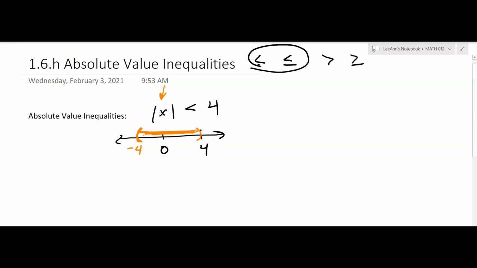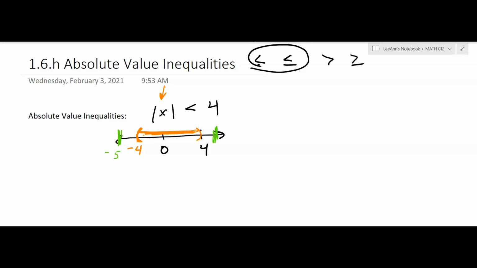So all those numbers in between here, if you take the absolute value of 3, less than 4, absolute value of -1, less than 4. But the absolute value of 5, that's not less than 4. And the absolute value of -5, that's not less than 4. Okay? So hopefully that helps you understand it a little bit. I call this kind of like an in-between situation.